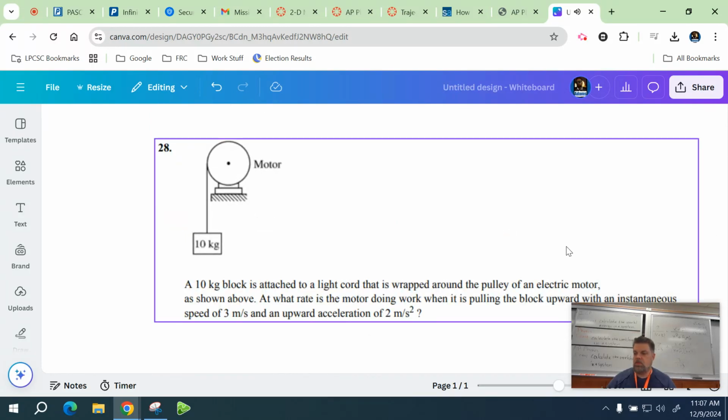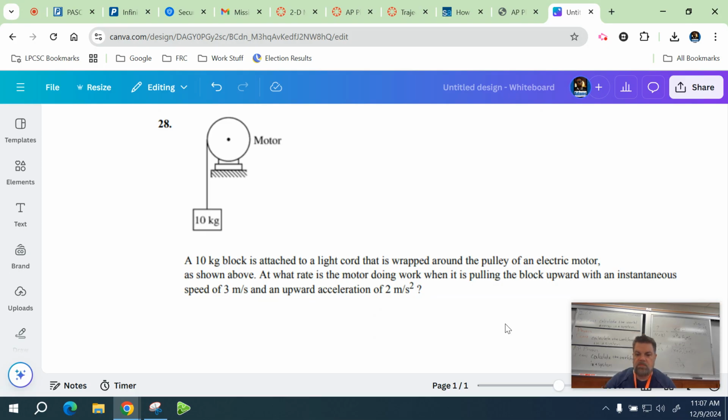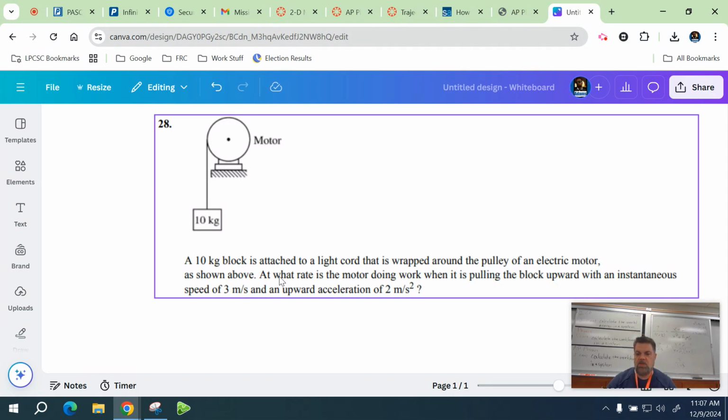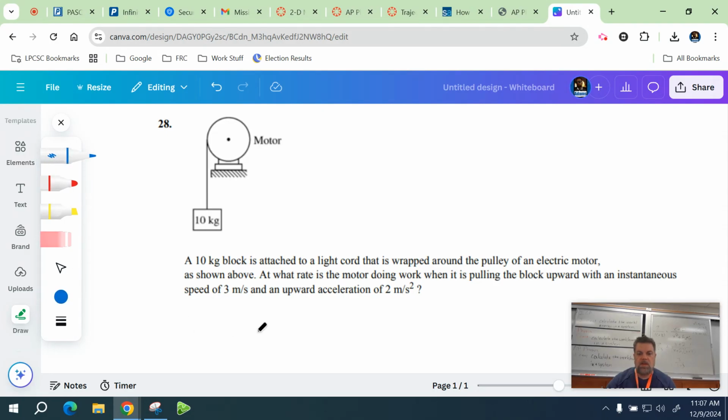All right, so for 28, it says that we have a 10 kilogram block that's attached to a light cord. That means we're going to ignore the mass of the cord. And an electric motor is shown above. What is the rate that the motor is doing work when pulling the block upward with an instantaneous speed of 3 meters per second and an upward acceleration of 2 meters per second squared?